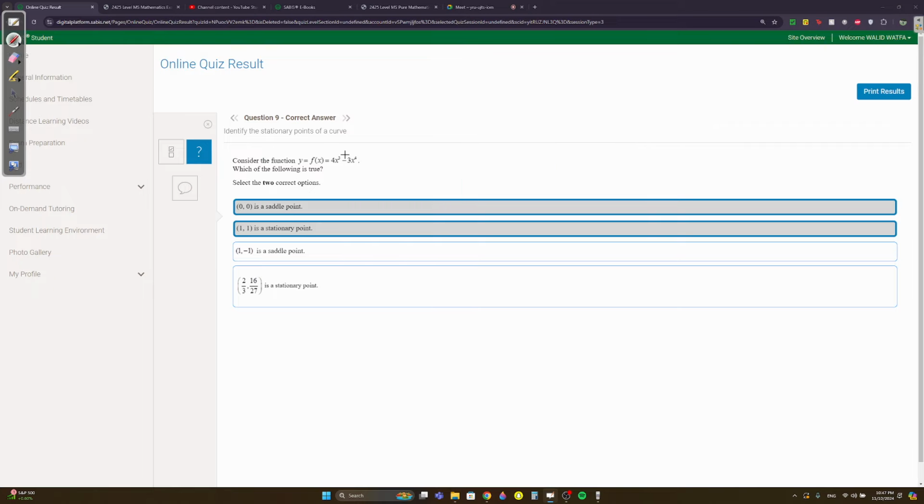Okay, so let's see. 4x cubed minus 3x to the power 4. We're talking about stationary points and saddle points. So you're going to do f prime of x equals 0. First, let's find f prime of x, which is equal to 3 times 4, 12, reduced by 1, x squared. 4 times minus 3 is minus 12x to the power of 3.